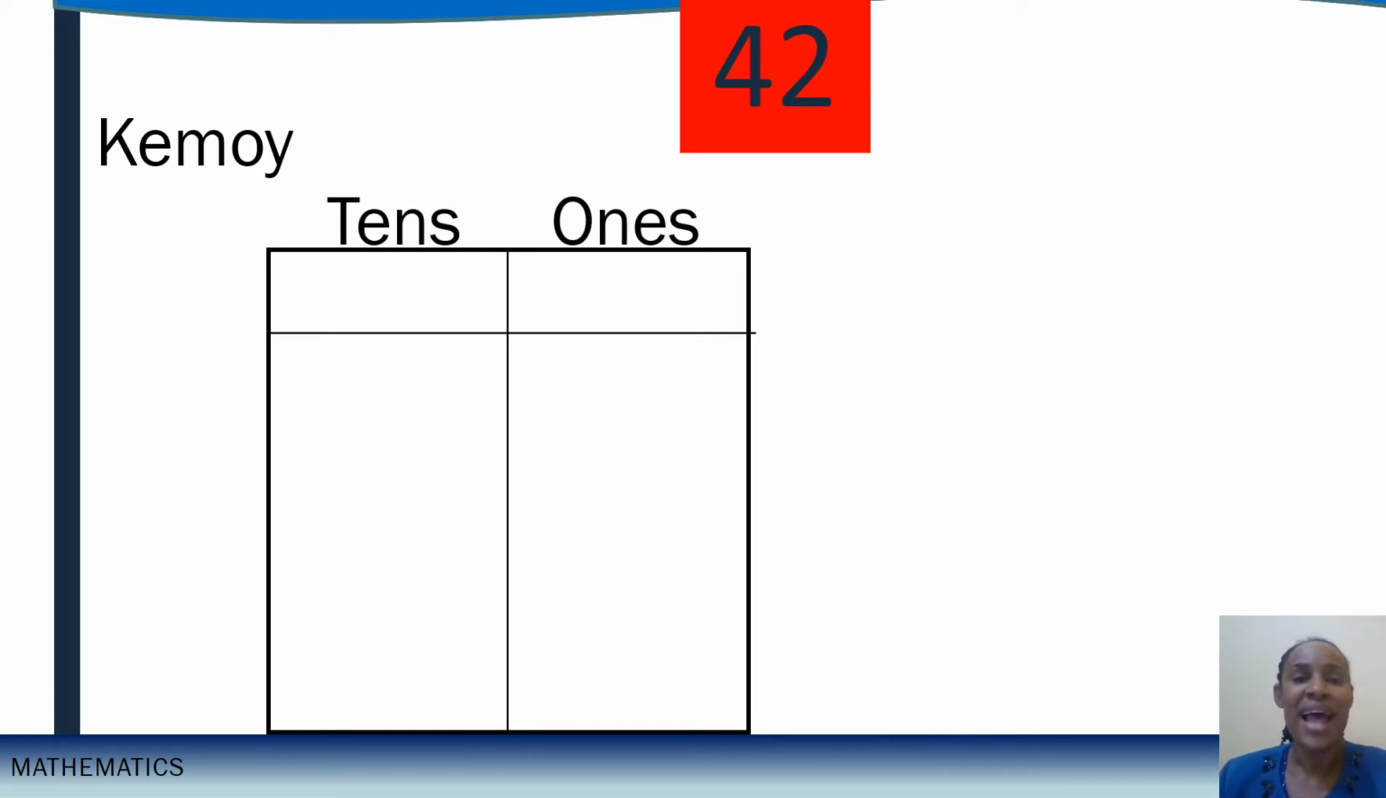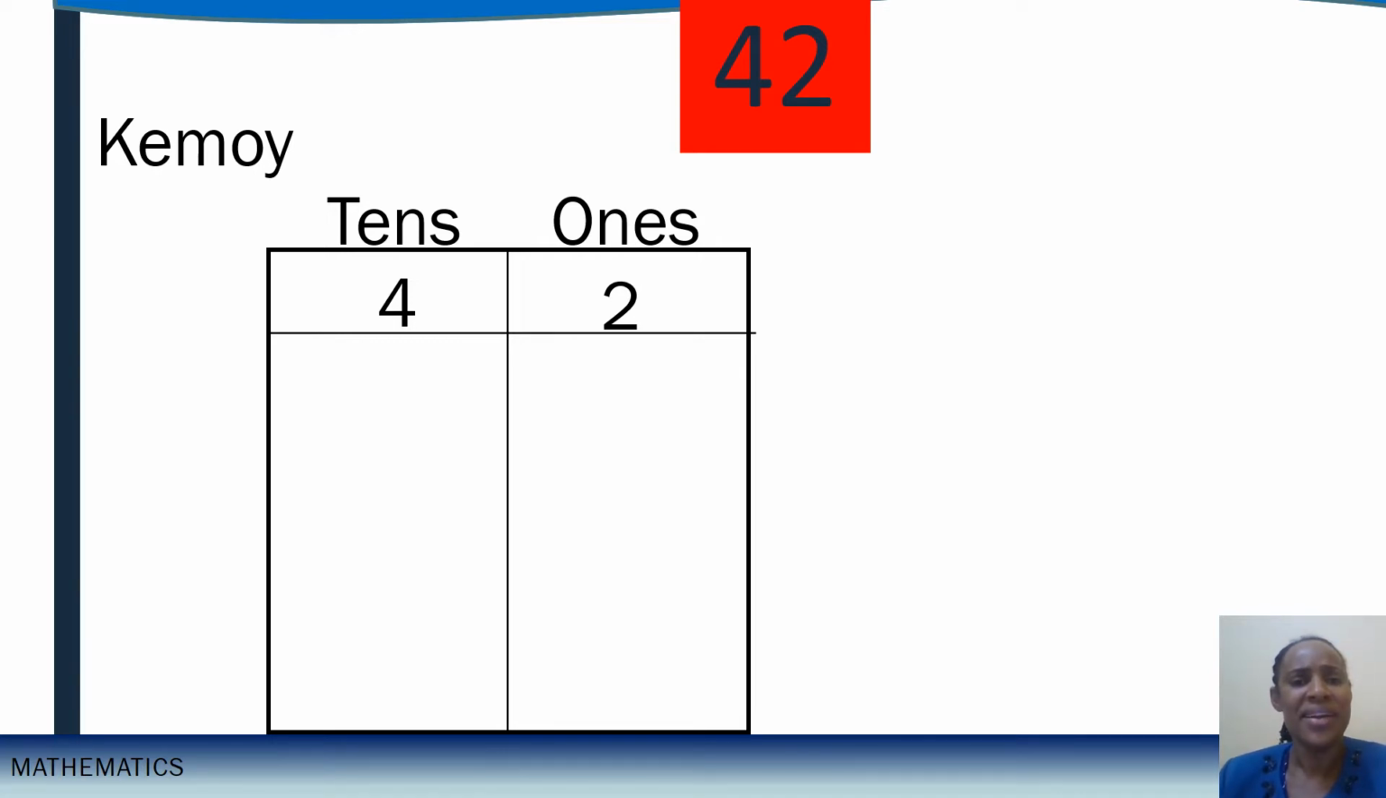Next, Kemoy looked at the digits in the number 42. The digit 4 in the number 42 represents 4 tens. So Kemoy wrote 4 in the tens place. The digit 2 in the number 42 represents 2 ones. So Kemoy wrote 2 in the ones place. Let us look now at the base 10 blocks that Kemoy used to represent 4 tens and 2 ones.